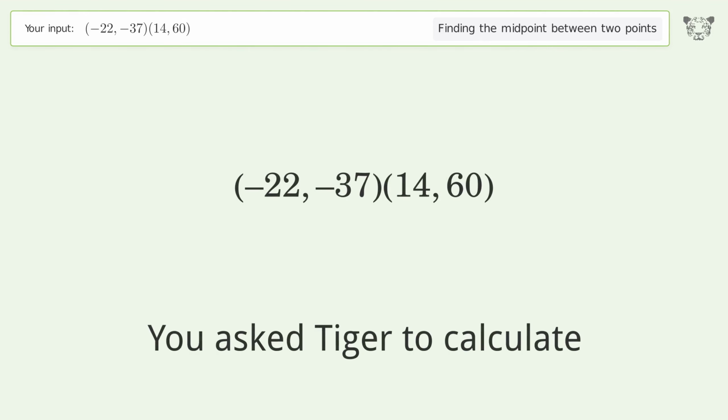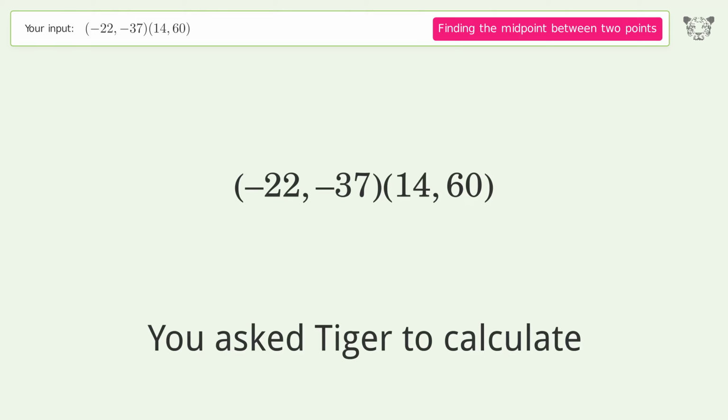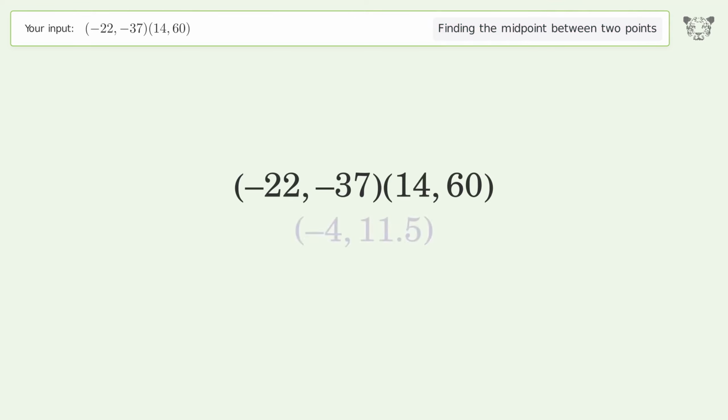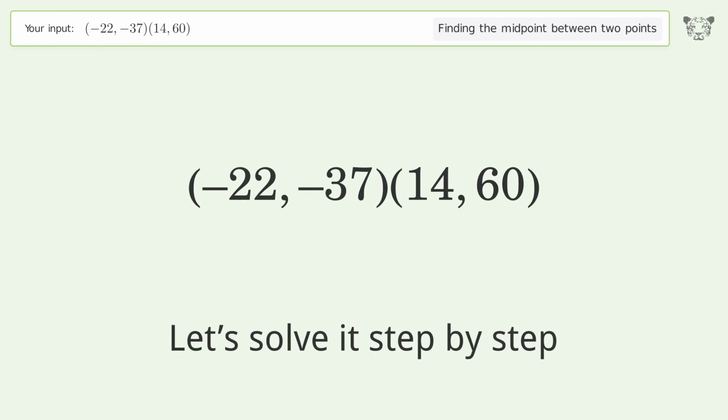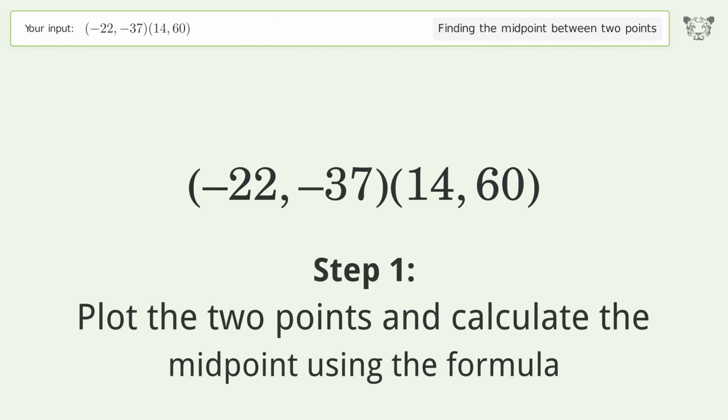You ask Tiger to calculate. This deals with finding the midpoint between 2 points. The midpoint between the 2 points is -4, 11.5. Let's solve it step by step. Plot the 2 points and calculate the midpoint using the formula.